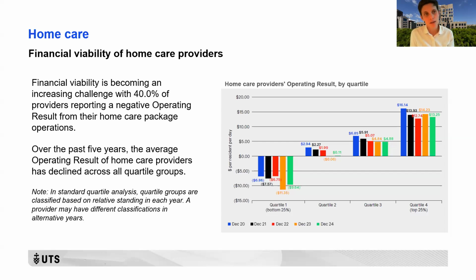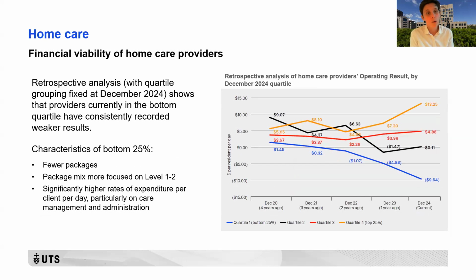However, we note that this graph does have some limitations in the sense that when we conduct standard quartile analysis, those quartile groups are classified based on the performance each year. And that means that it creates a forced distribution. Put it another way, over those 5 years, a provider might have different classifications. For example, it might be in quartile 1 year, quartile 2 another year, and so that they can move between those groups.